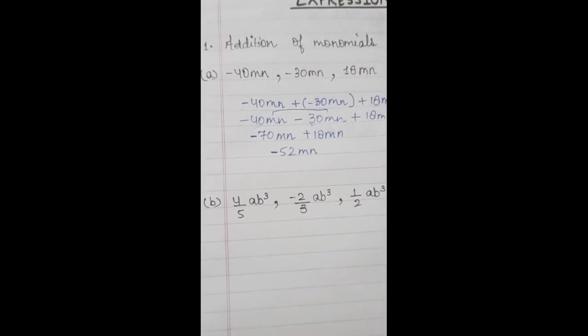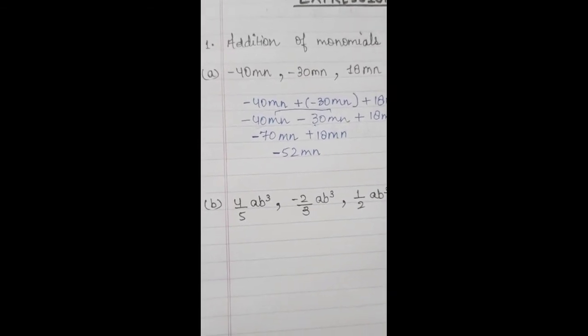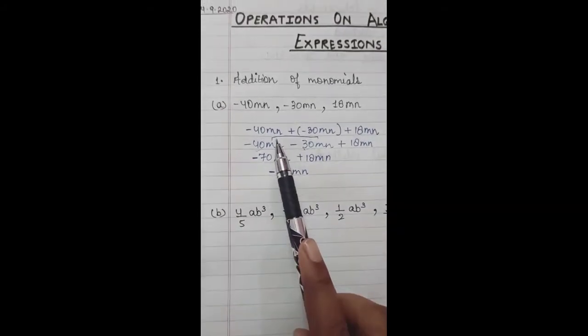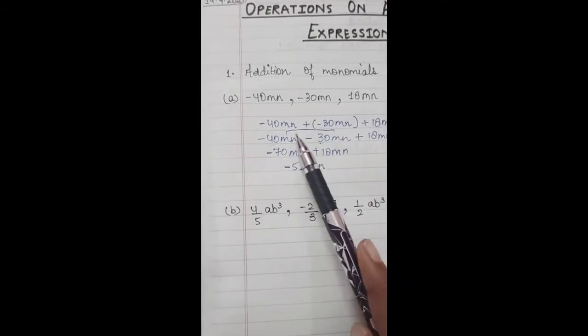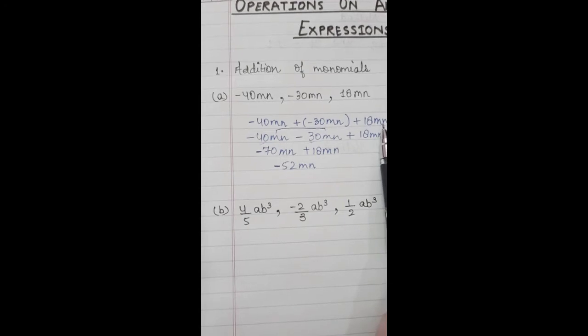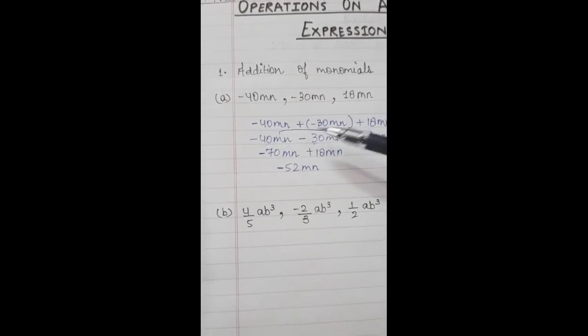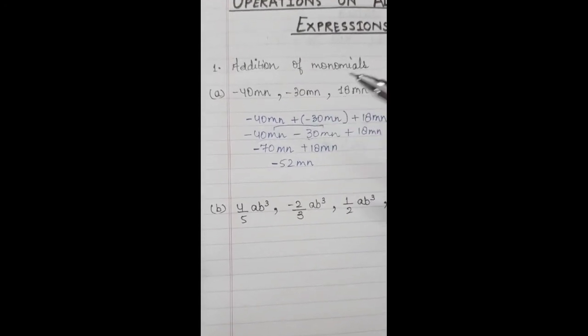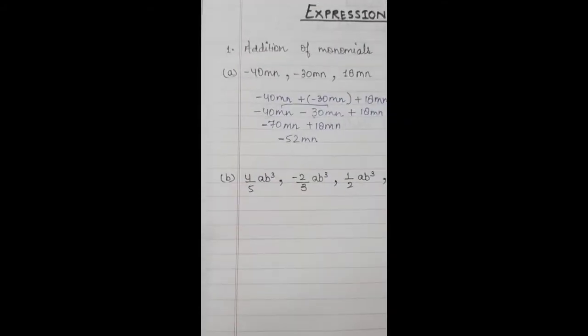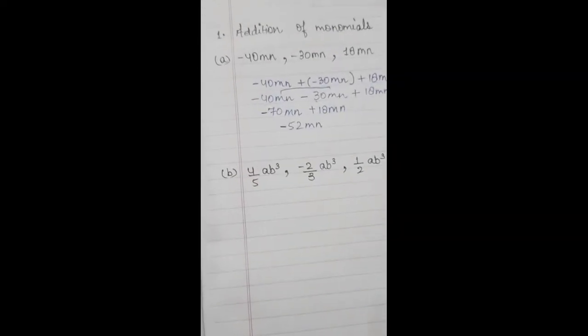Remember, we can add and subtract like terms only. Here all the terms are like. See, here is mn, here is mn, here is mn. So we can add or subtract these terms because they are like terms. Now see this one. We have to add this.